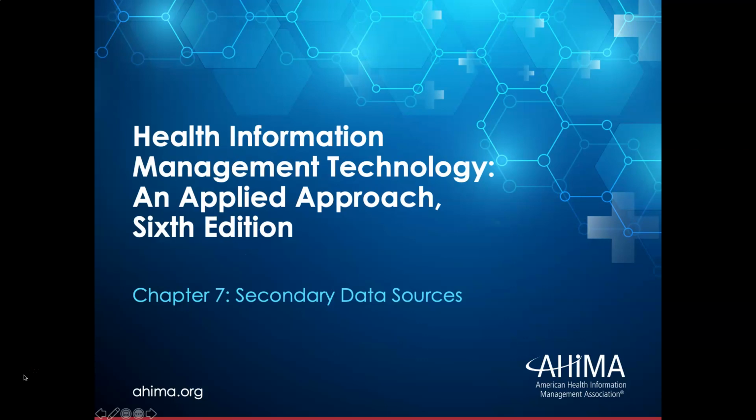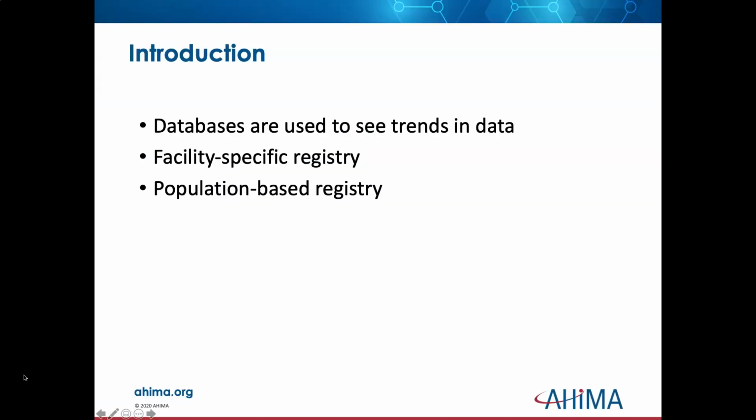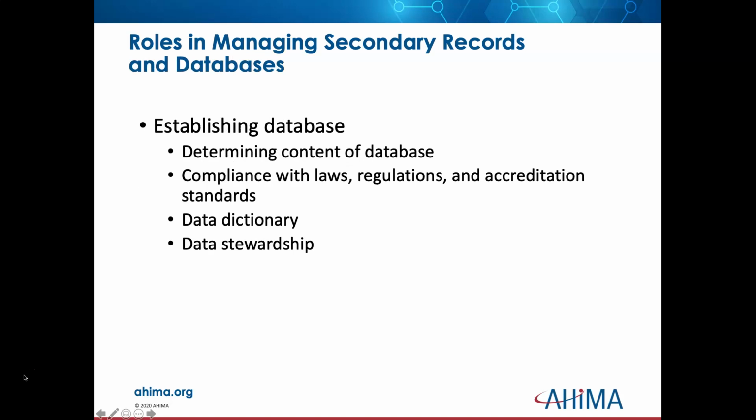If you look at your syllabus, you can see we're going to be working on unit objectives 9.9.1 through 9.9.5. The first part of this is going to be secondary data sources. So here's the background information that you need to have on that. Databases are used to see trends in data. There are two different types of registries. There's usually a facility-specific registry and a population-based registry.